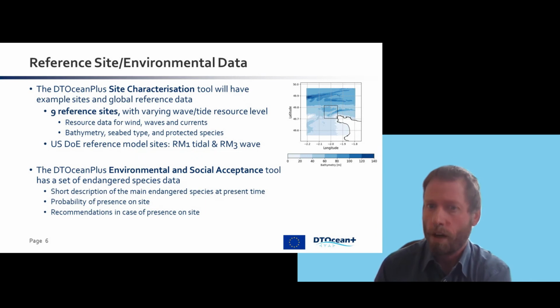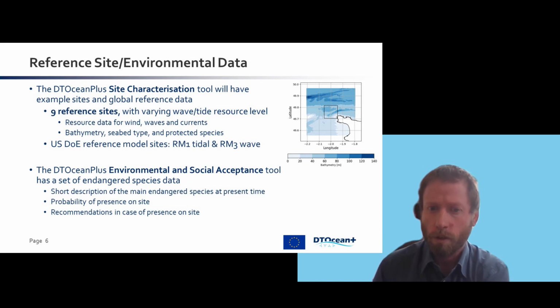Additionally, the tools will include other reference data to facilitate their use. The site characterization tool will have 9 example sites with varying wave and tide resource level. These have data for the wind, waves and currents from the UMAC dataset. It also has coarse global reference data of bathymetry, seabed type and protected species. Additionally, the sites from the US Department of Energy reference model project are included, specifically the RM1 tidal and RM3 wave cases. The Environmental and Social Acceptance tool also has a set of endangered species data included within that.